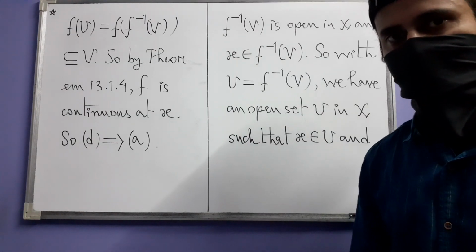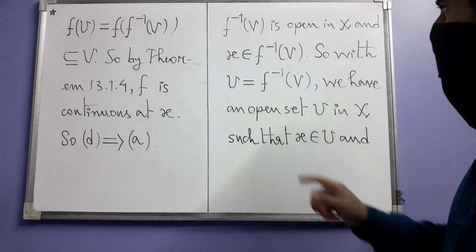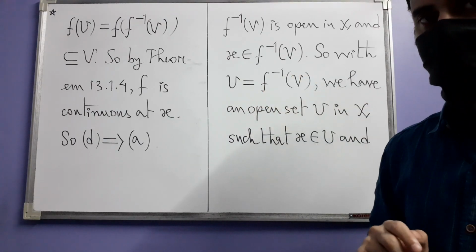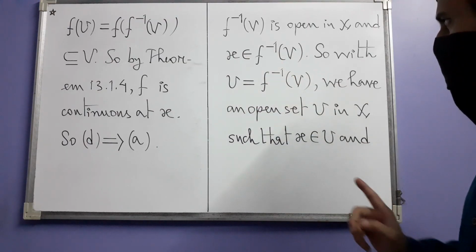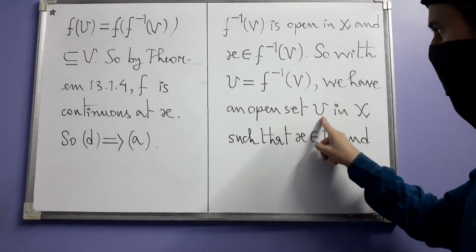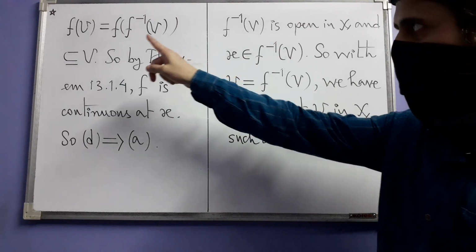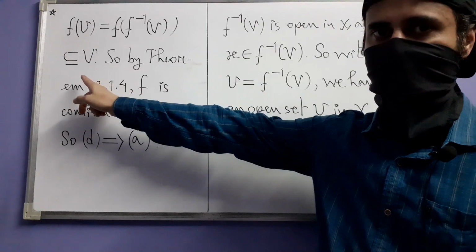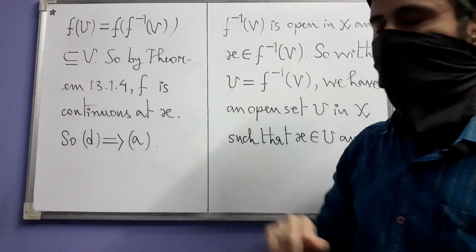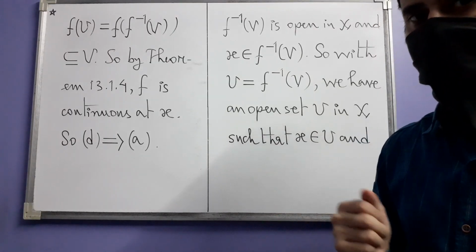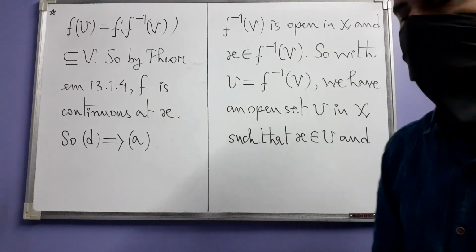So for our own understanding, we write more than necessary. We name this set, we call it U. So with U equal to this inverse image, we have an open set U in X which contains the point x, and such that f of U is contained in V. To see how you write what U is, f inverse of V. And it's a set theoretic fact that f of f inverse of V is a subset of V.